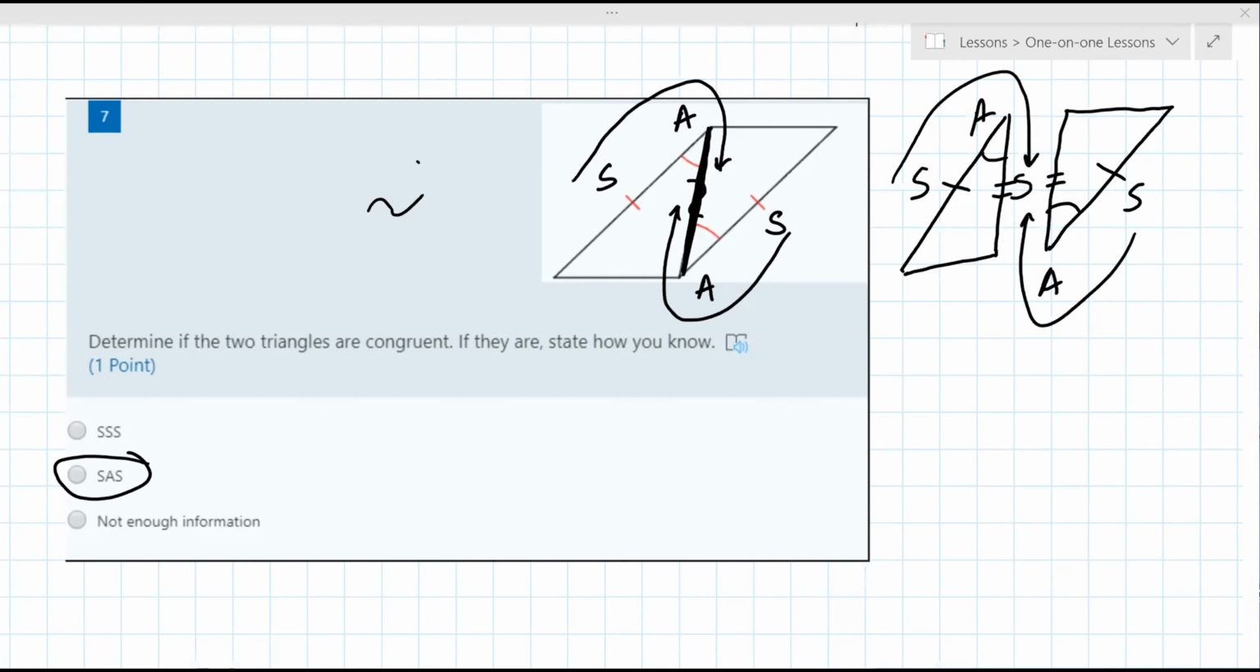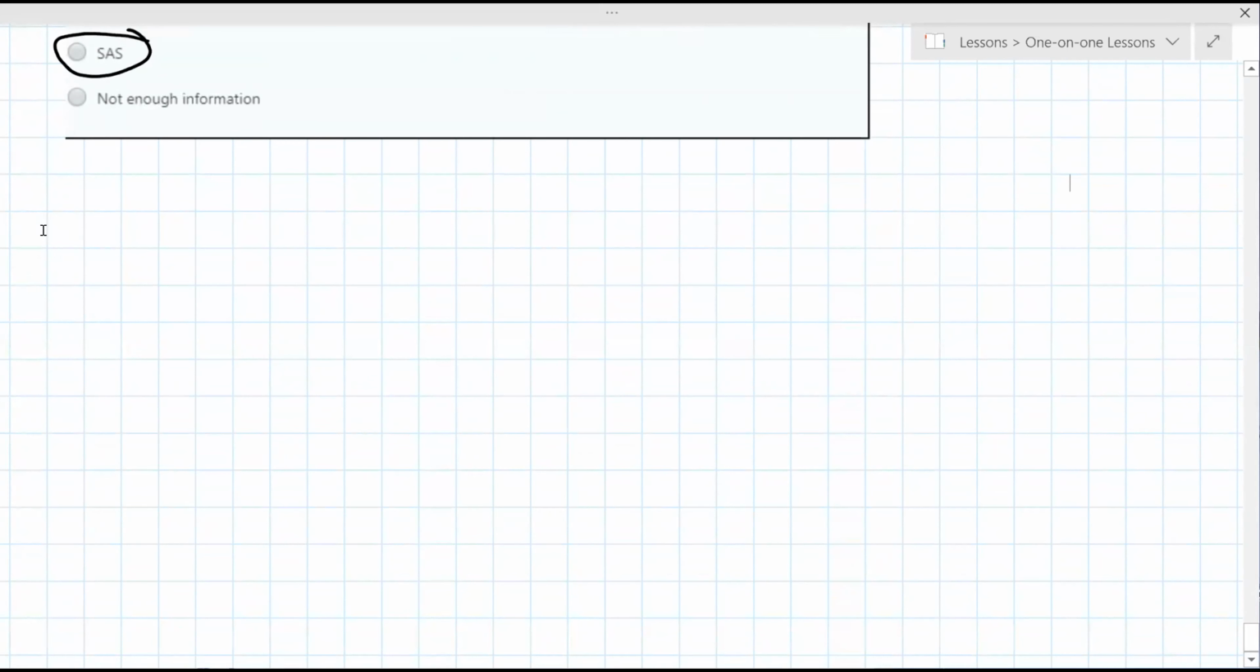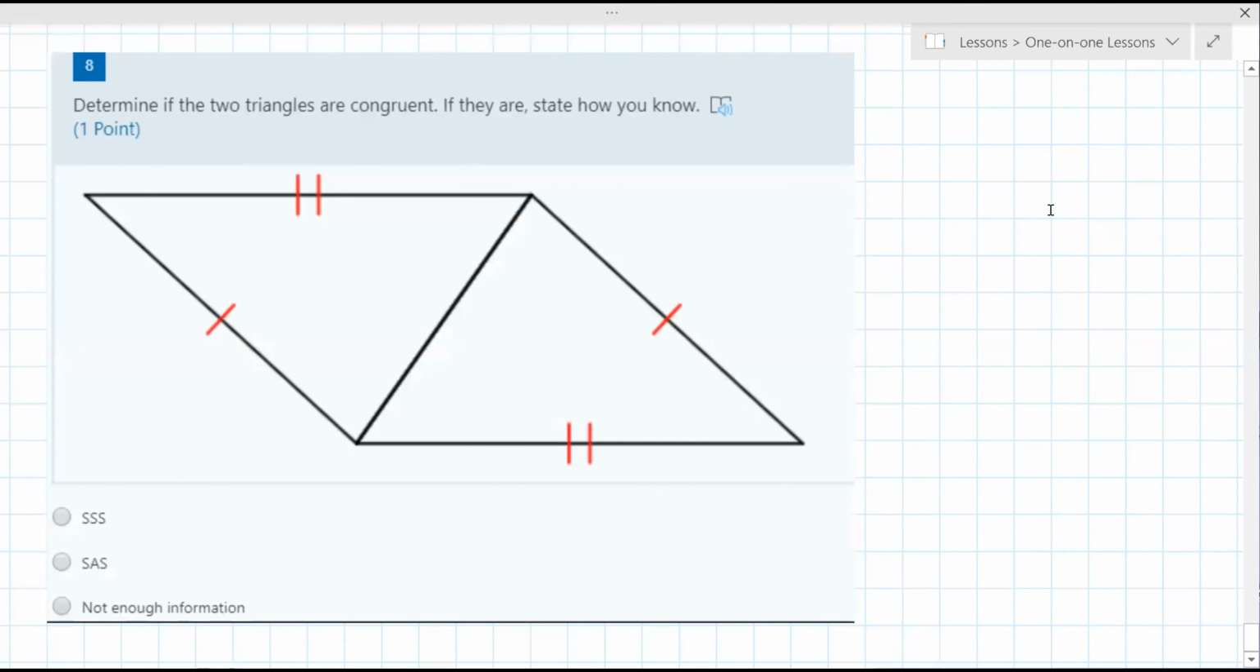Okay, I got that. Okay. Let's look at the next one here. Determine if the two triangles are congruent.